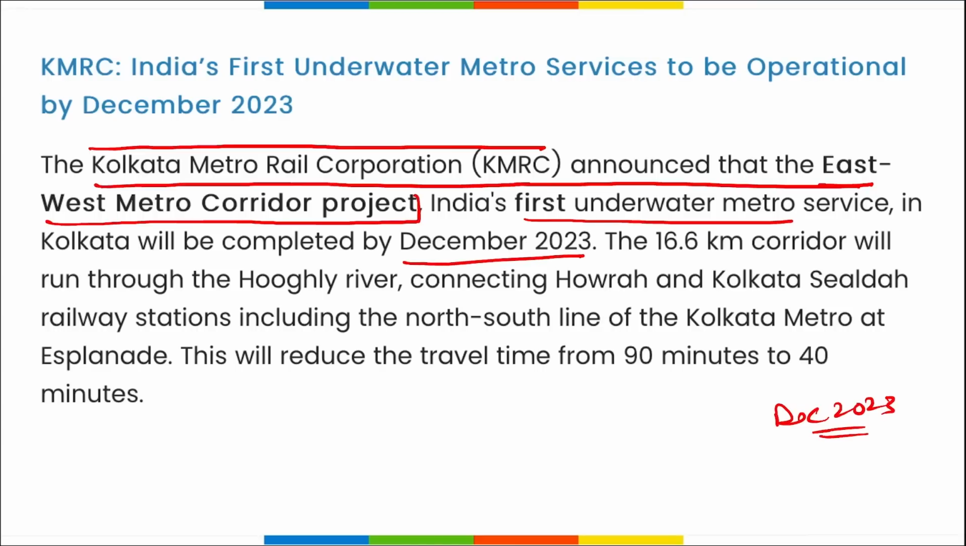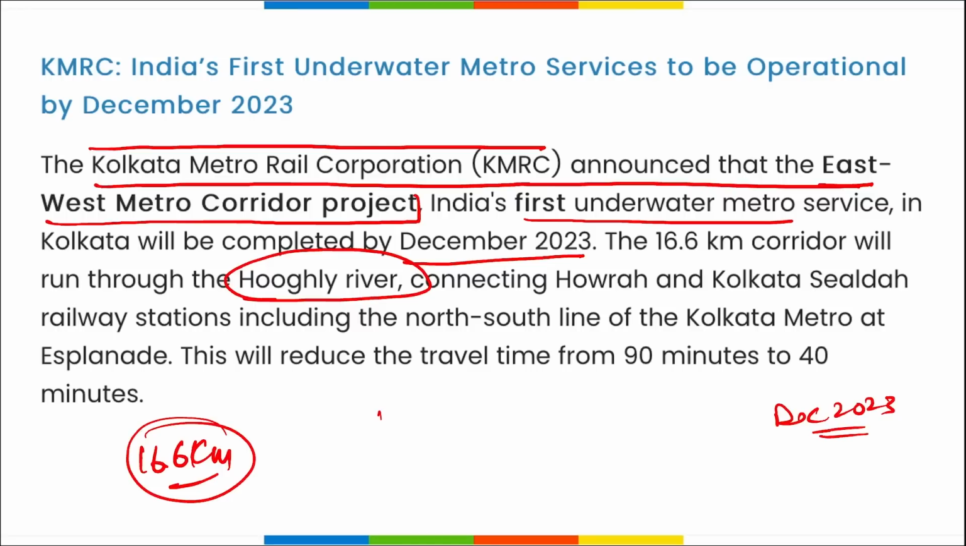Now the question can be asked, where will be India's first underwater metro service? It will be in Kolkata, West Bengal. All right, highly important. This will be around a 16.6 kilometer long corridor, and it will be running through the Hooghly river. Another question can be asked is that India's first underwater metro service will be under which river, or it will be passing through which river? It will be through Hooghly river.